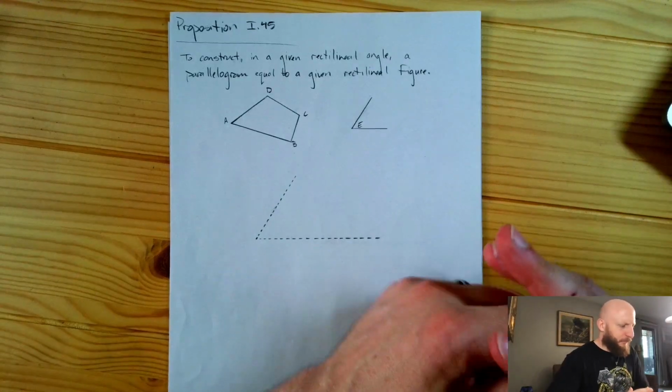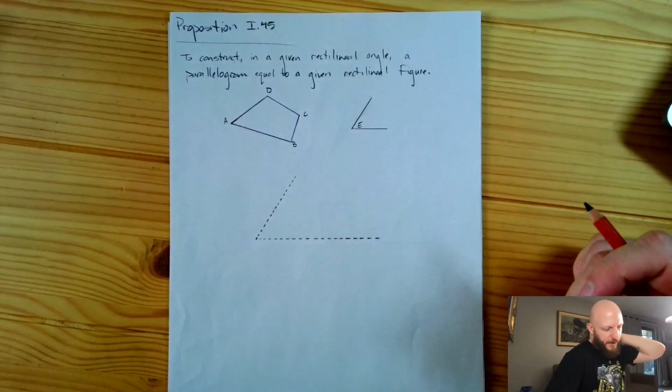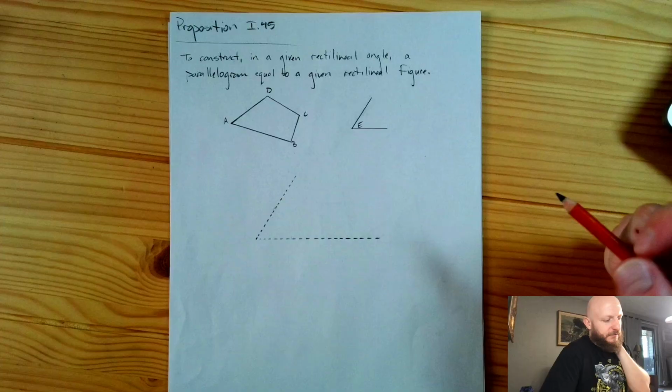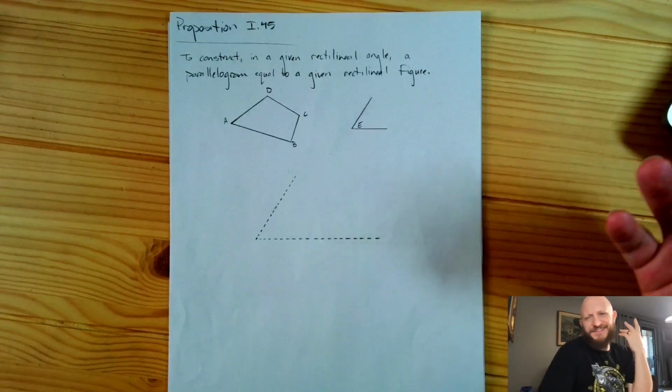All right. Prop 45 says to construct in a given rectilineal angle a parallelogram equal to a given rectilineal figure. I don't know why I said it that way.